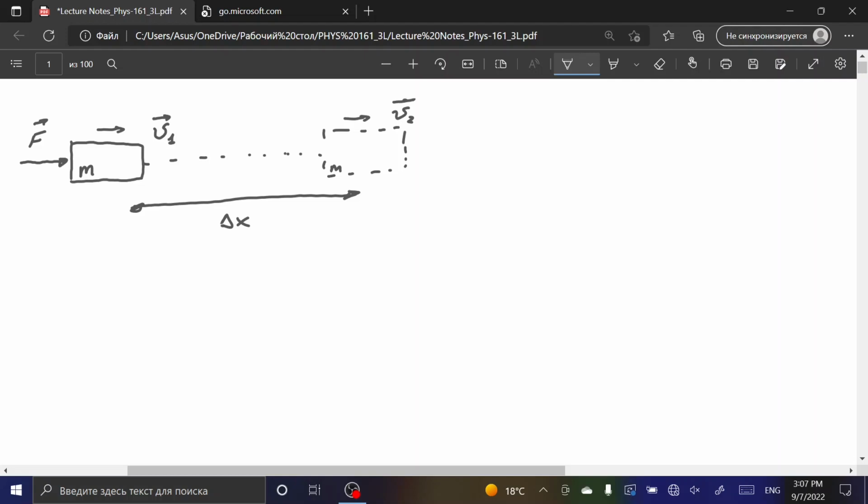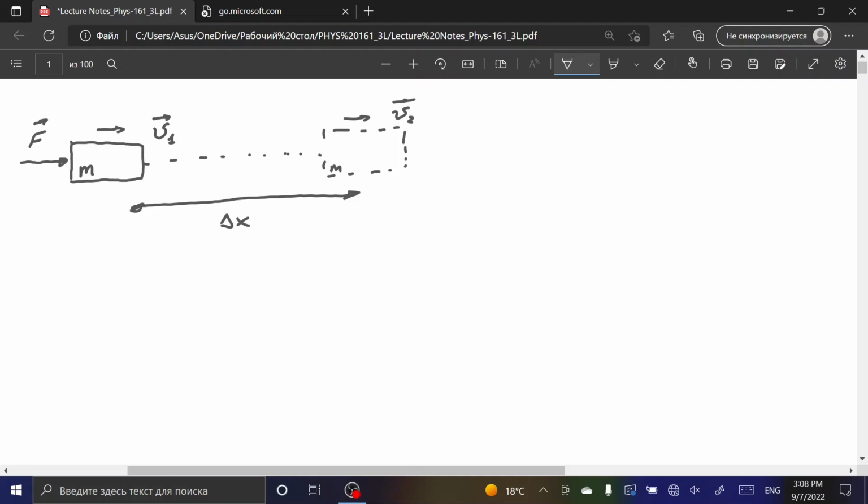Which velocity vector will be larger in magnitude, v2 or v1? The force is exerted in the direction of the initial velocity vector v1. Obviously, the acceleration vector will be in the same direction, so we will increase the initial velocity. Obviously, v2 will be larger than v1.